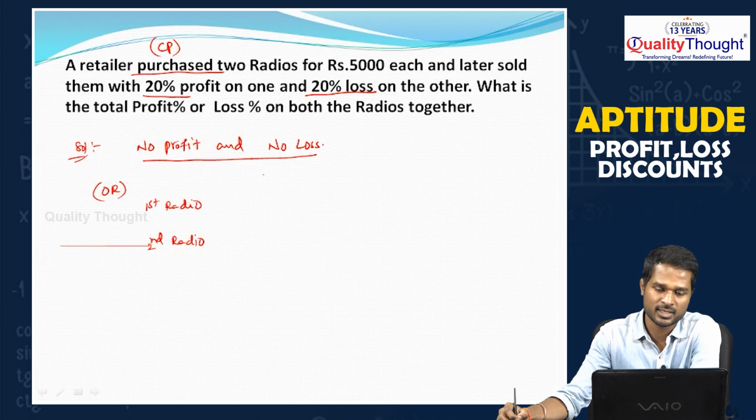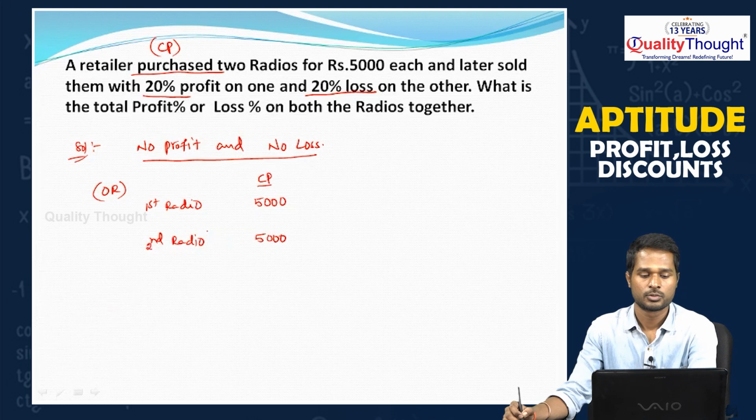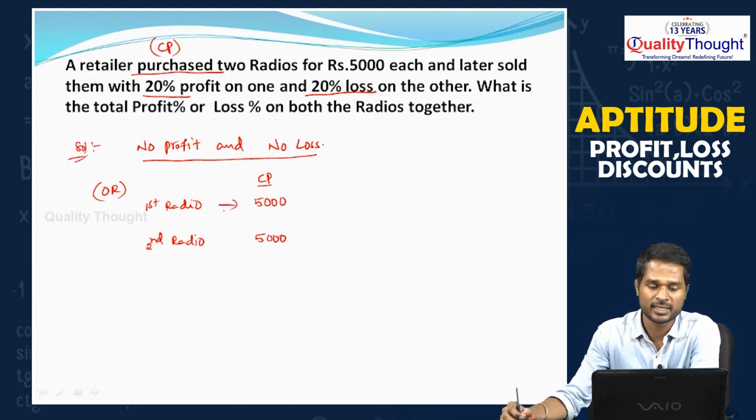See, purchased, that means we will take the cost price. So, the cost price of the first radio is 5,000. Here he said the cost price of the second radio is also 5,000. So, the cost price of both these radios is 5,000 rupees each. And how did he sell?